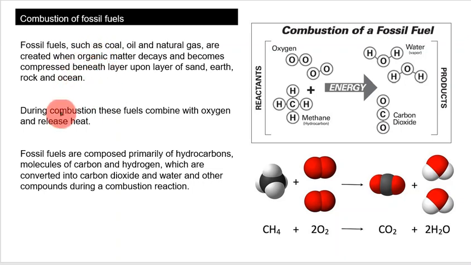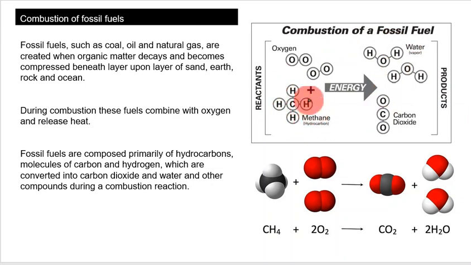During combustion, these fuels combine with oxygen and release heat. So they can be burned to produce heat and to turn an engine, and we use them to get all different types of work done. Fossil fuels are composed primarily of hydrocarbons, molecules of carbon and hydrogen, which are converted into carbon dioxide and water and other compounds during a combustion reaction. So this here is a chemical reaction. On the left hand side you have the reactants, on the right hand side you have the products.